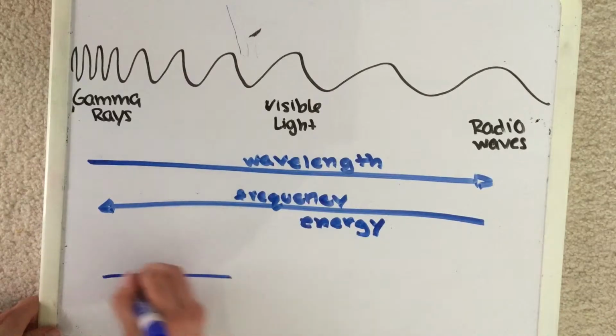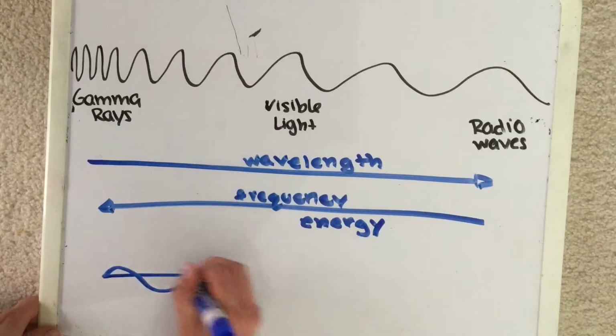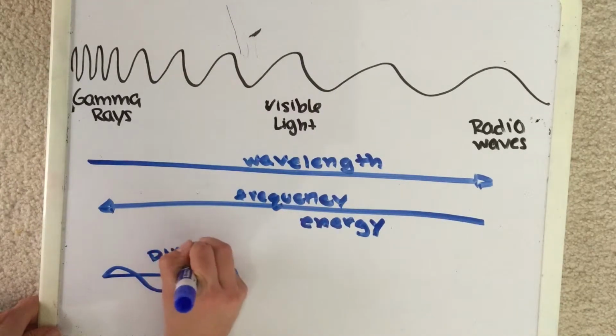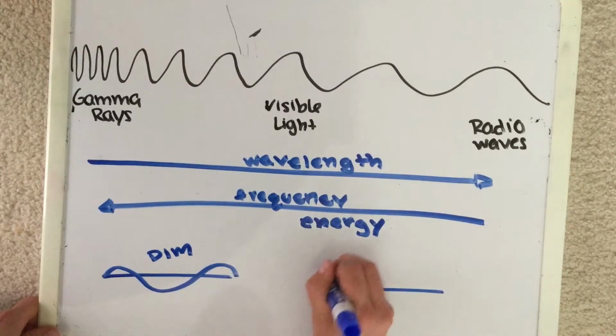The amplitude of the light determines its brightness. A low amplitude is dim, while a high amplitude is bright.